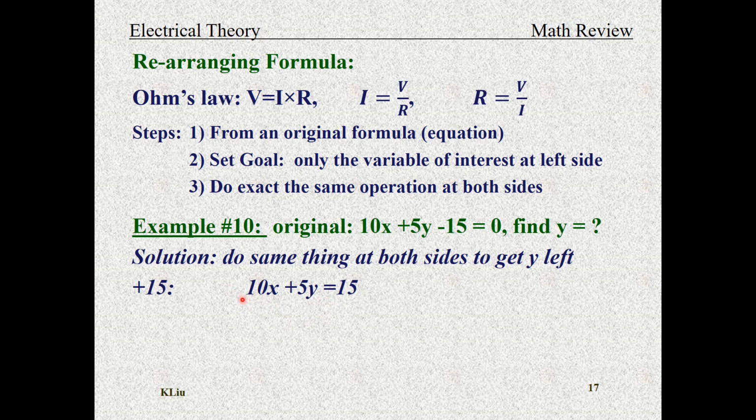Now, how can we remove the term of 10x from the left? Minus 10x. There you go. Now, how can we get rid of the factor 5 before the variable y? Divided by 5. Now we get our new formula for y.